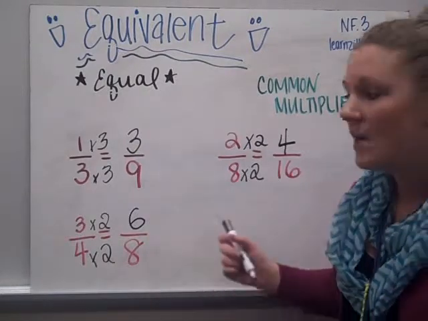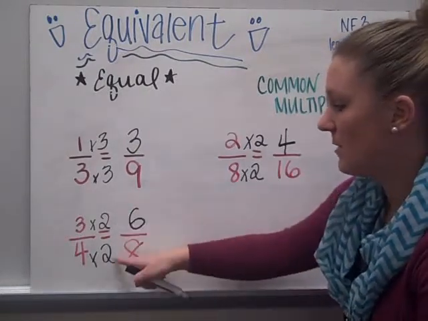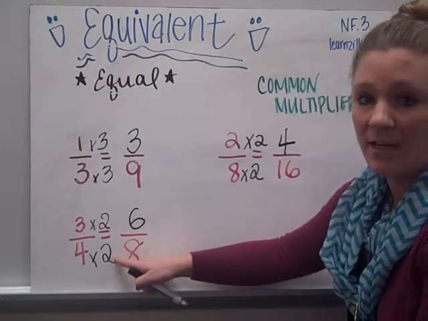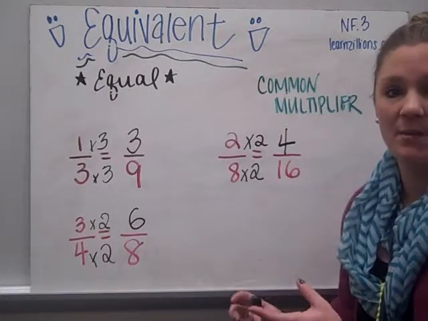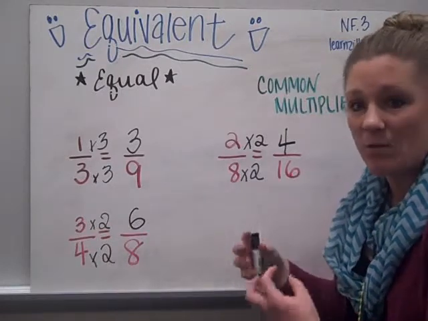It's pretty easy. The one thing you have to always remember is that whatever you're multiplying this bottom by, in order to equal this whole here, you must multiply the top by the same thing in order to keep the measurements equal. Okay?